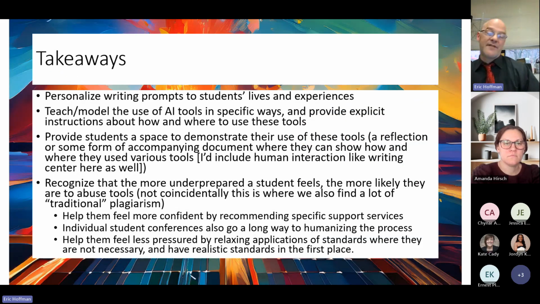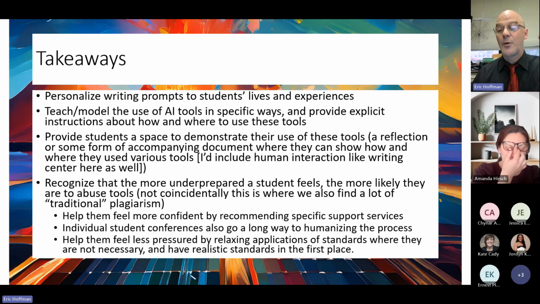So to kind of sum all of this up, if I have a set of recommendations, it is these. Number one, I think faculty can personalize writing prompts to students' lives and experiences. I think this is regardless of the course you're teaching and what discipline you're in. I think we can all work to help make our writing prompts and our educational experiences more personal and more relevant to the students' own lives and experiences.